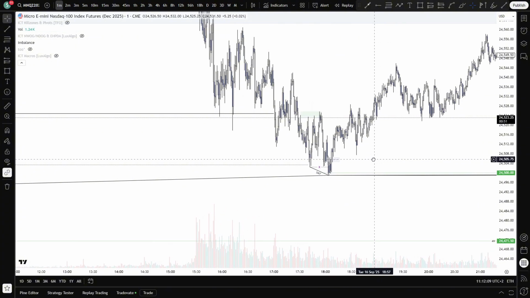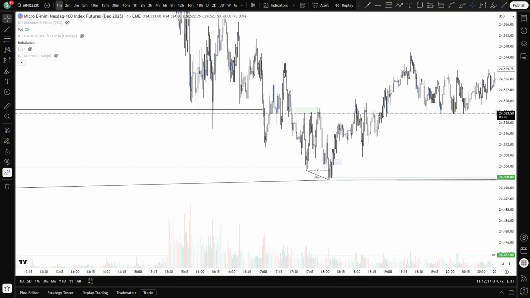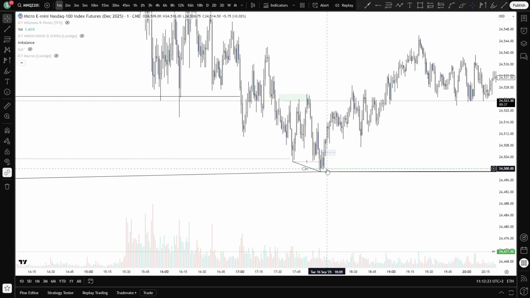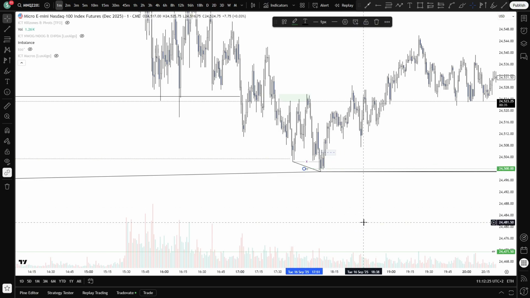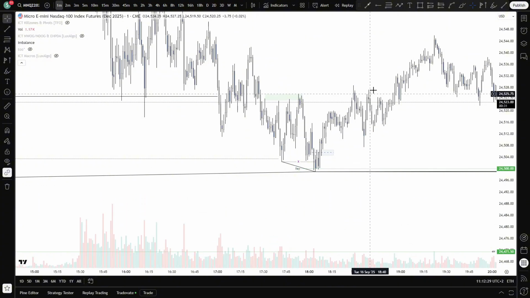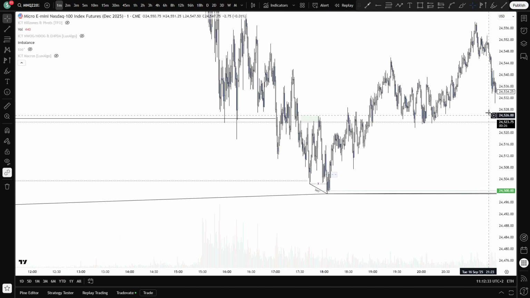And would you look at that, we took out the low of all those early buyers. And what was more beautiful about this liquidity grab is we tapped perfectly into the 24,500 level. That isn't a coincidence. As you can see, there's also all of a sudden SMT divergence.